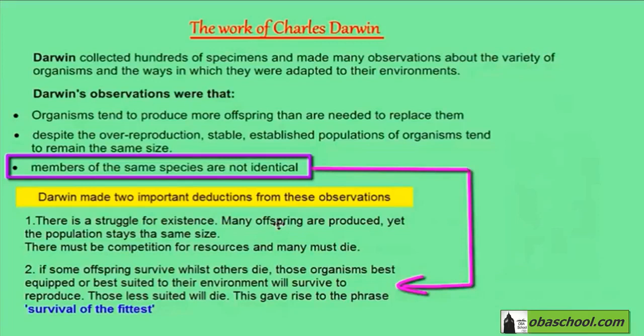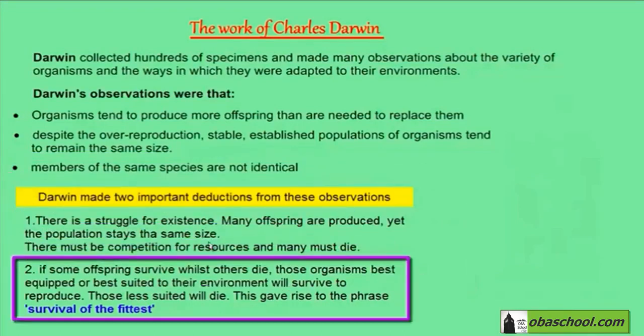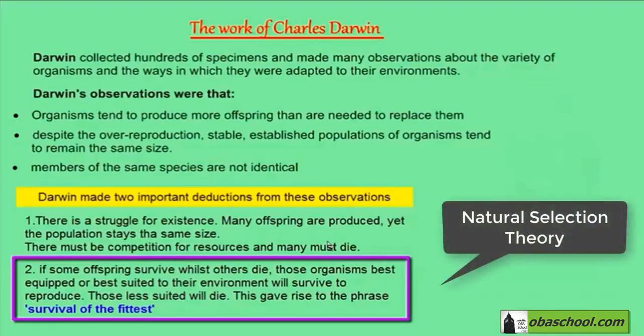So from this deduction, we can say the best suited organisms survive to reproduce. This means that those characteristics that give the organism a better chance of surviving will be passed to the next generation, and the organisms that do not have the characteristics to adapt to the environment will die. So these are the two important deductions from Darwin's observations from his 5 years voyage with the Beagle ship. And these observations helped Darwin to put together the natural selection theory.